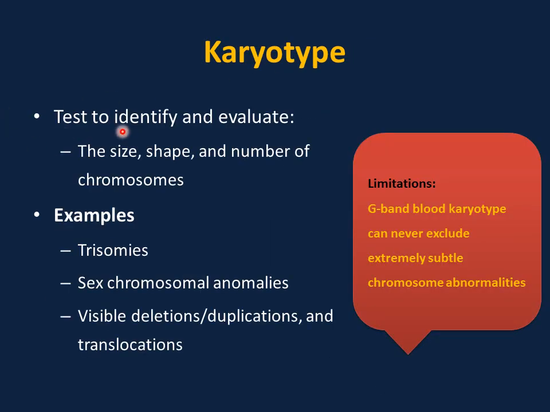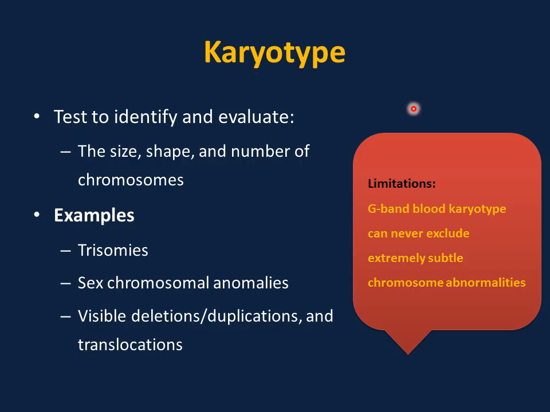Karyotype is a test to identify and evaluate the size, shape, and number of chromosomes. This test is very beneficial. It is the most common test used to diagnose trisomies like Down syndrome, and sex chromosome anomalies like Turner syndrome and Klinefelter syndrome. Visible deletions, duplications, and translocations are easily identified with karyotype.